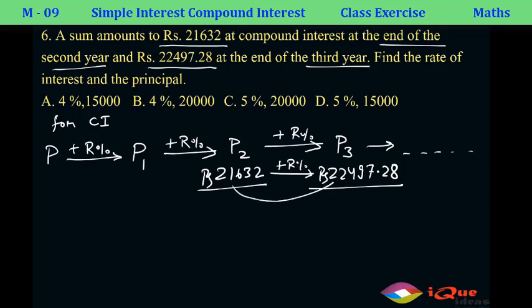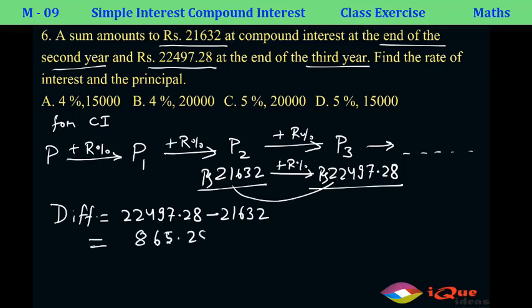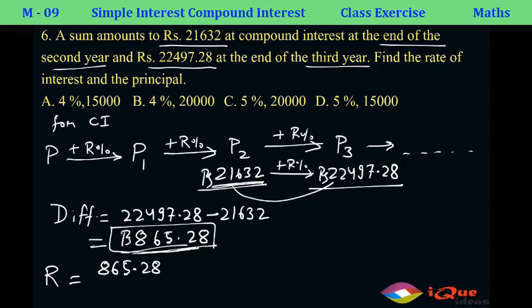So first let's find what is the value increment, what is the difference. So the difference value is equal to 22497.28 minus 21632. That is the first thing. So if you subtract, you will get 865.28 rupees. So this is the interest of actually the third year. Right? Now this 865.28 as a percentage of 21632. Let's calculate. So that will be the value of rate. So rate is equal to 865.28 divided by 21632 into 100. So basically it becomes simply 86528 divided by 21632.